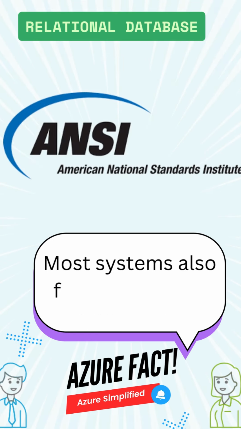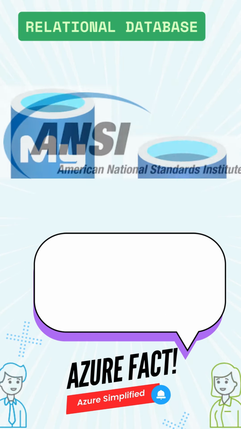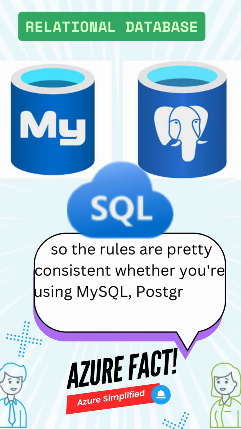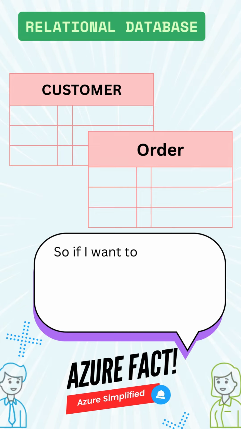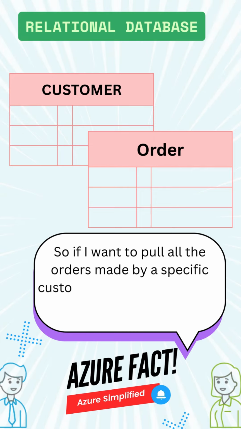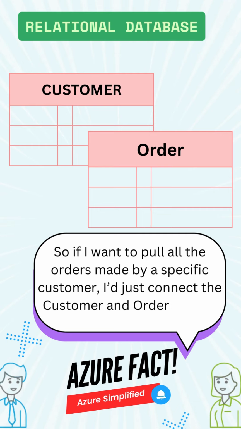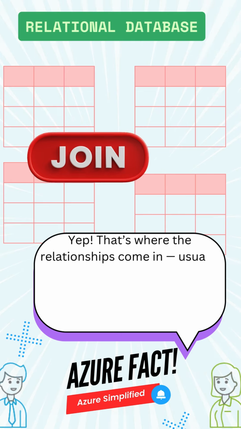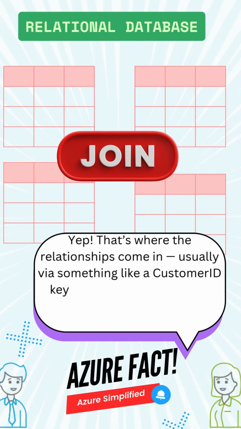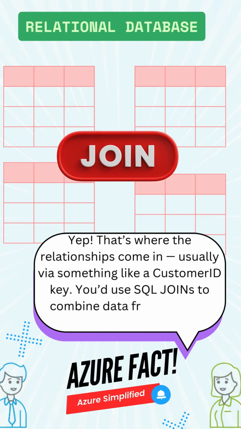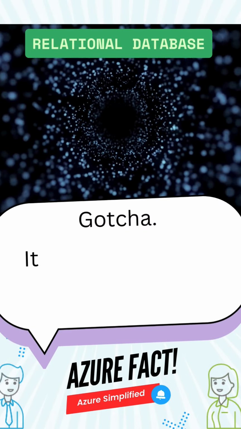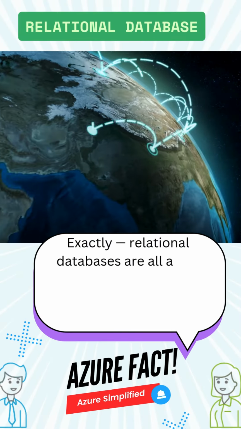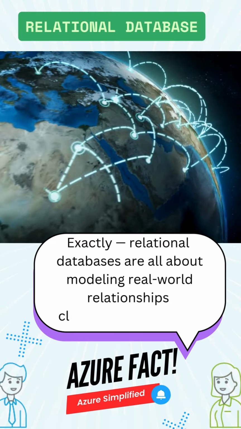Most systems also follow ANSI SQL standards, so the rules are pretty consistent whether you're using MySQL, PostgreSQL, or Azure SQL. So if I want to pull all the orders made by a specific customer, I just connect the customer and order tables? Yep. That's where the relationships come in, usually via something like a customer ID key. You'd use SQL joins to combine data from multiple tables. Gotcha. It's like connecting dots with data. Exactly, relational databases are all about modeling real-world relationships cleanly and efficiently.